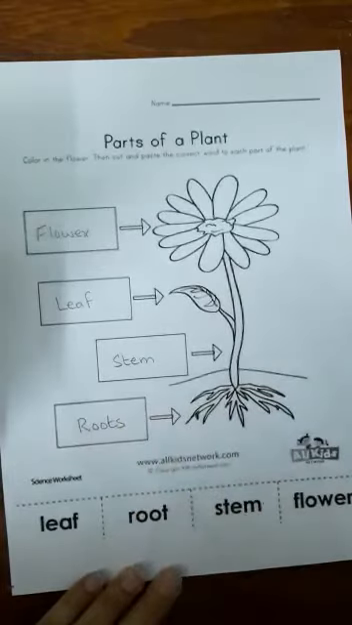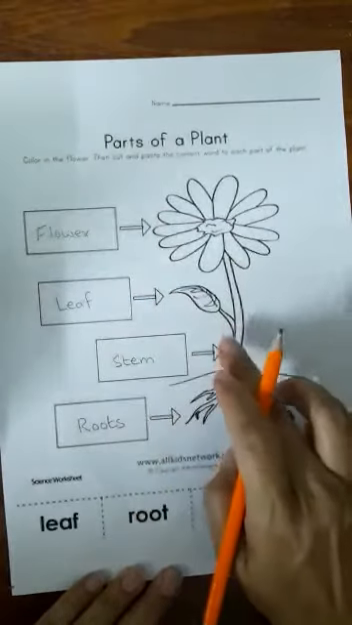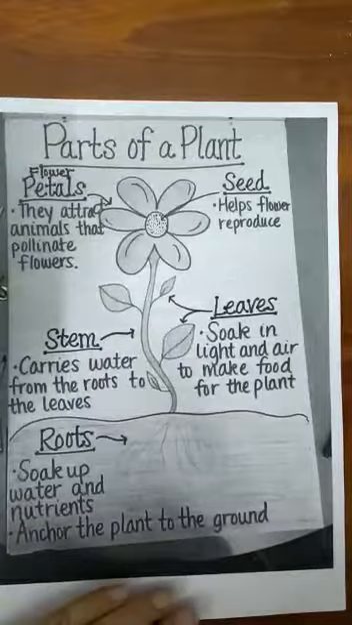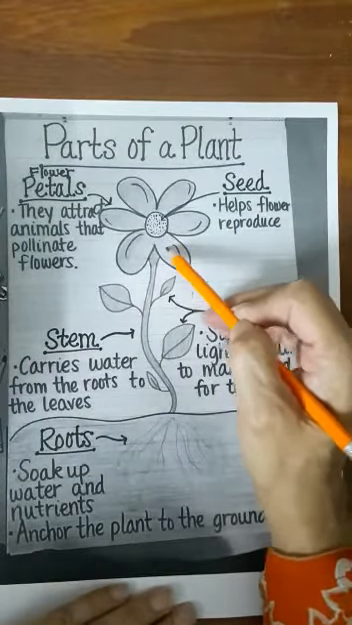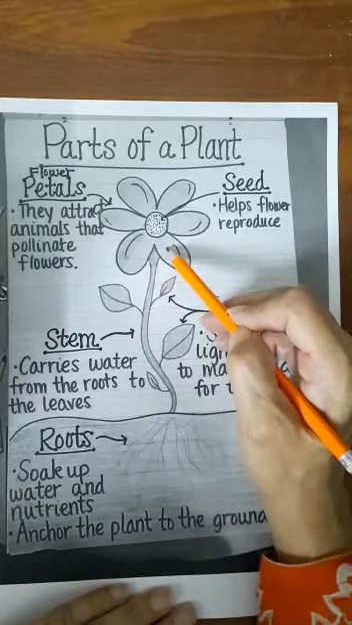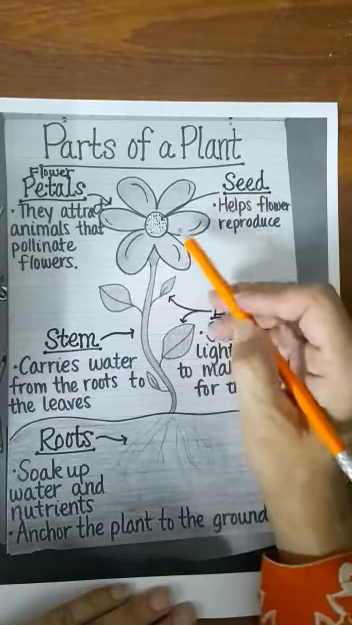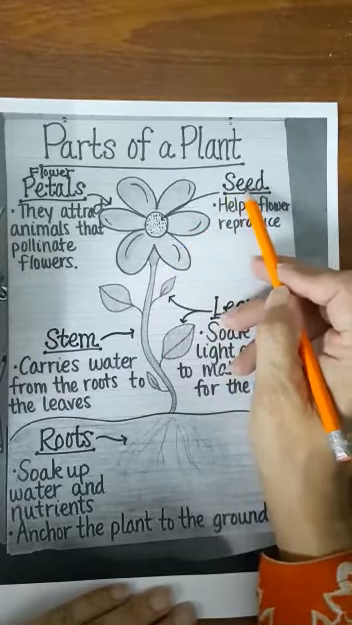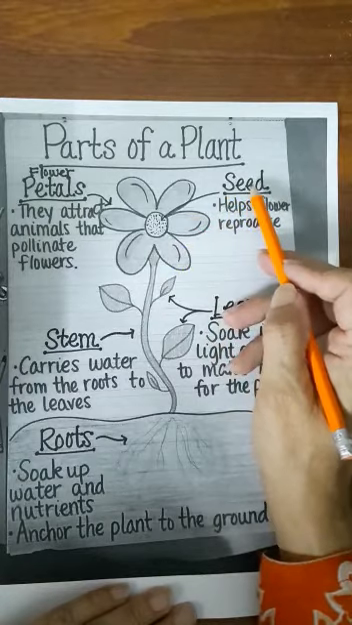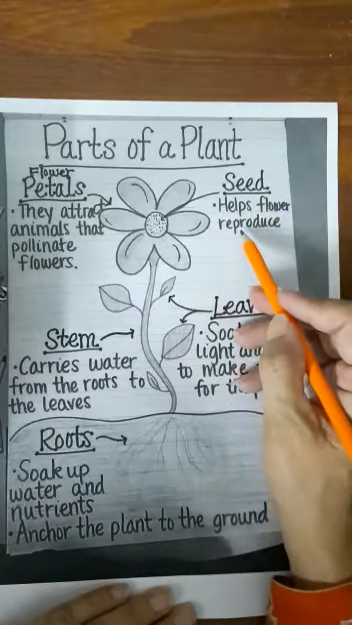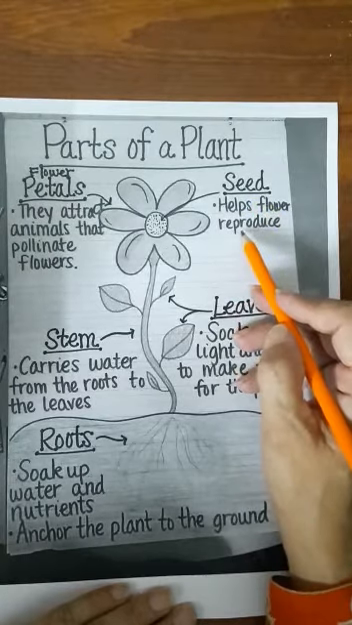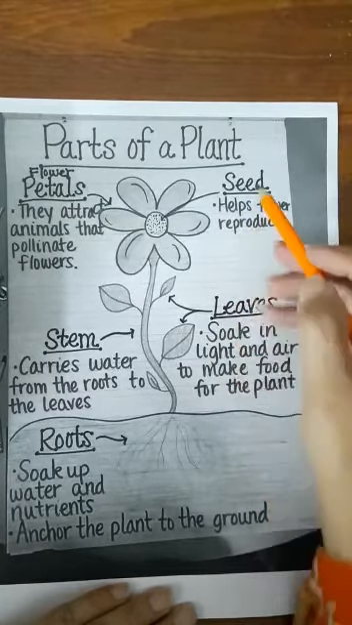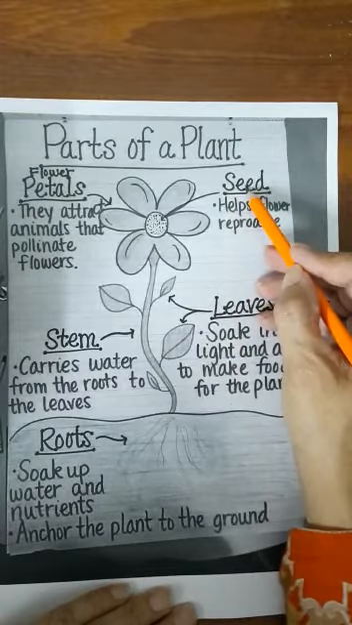Now I am going to discuss the functions of these parts of the plant. What is the function of the flower? The flower develops into a fruit. Inside the fruit we have the seeds, and the seeds are responsible for the reproduction of the plant. It means the plant makes its own copies by sowing the seeds inside the soil.